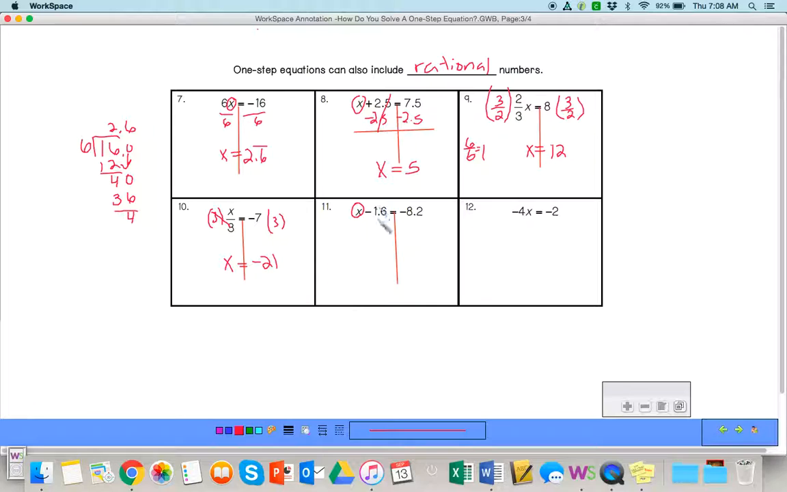Okay, so this is a subtraction problem. So to undo subtraction, we're going to add. So add 1.6, add 1.6. Okay, so here it's super important that you follow the rules, though, that we worked on in Unit 1, because we have a negative number and a positive number, so you end up subtracting. Okay, so it's 6.6. X equals negative 6.6.